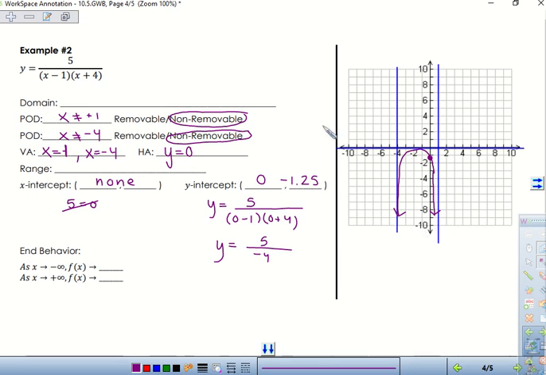So what's a good test point to try? 2. Let's try 2. So we plug in a 2. And we get 5 over 1 times 6, so 1 5/6, right about here. Something like that. So this one's going to have that curvature this way. And then, do we know where this side's going to go yet? No. So we have to test out a point. Which one do you want to try? All right, -6.